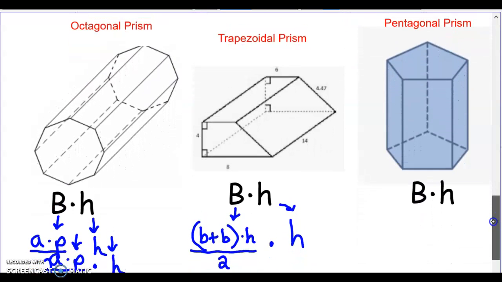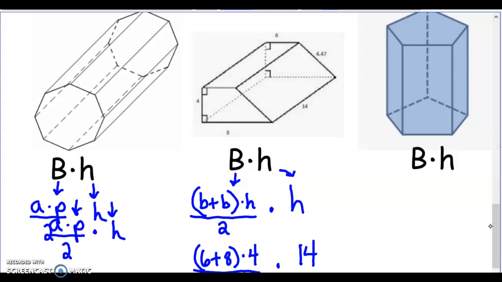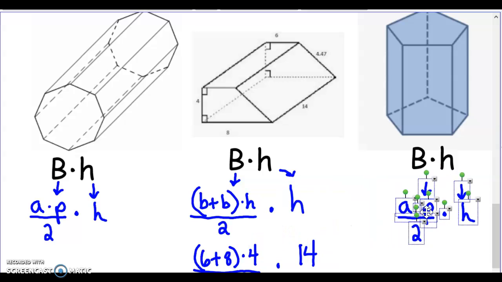Okay. All right, then down here I just have some examples of some other types of polyhedrons that we could have. So this first one here is an octagonal prism. It's got 8 sides. So again, on that one I would be using apothem perimeter divide by 2 times height.